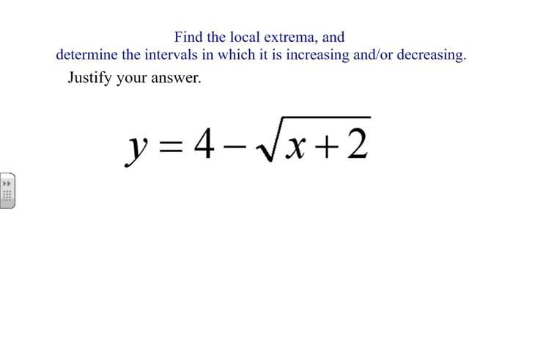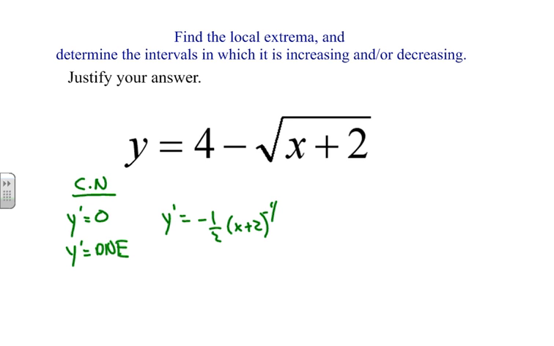All right, so to try this, we're going to first find our critical numbers. First step, same thing: y prime, find out where it's 0, and we'll also find where it does not exist. So we find y prime equals negative 1/2 times (x plus 2) to the negative 1/2 power, times the inside, representing the chain rule, which is 1, so I'll just put 1 there. We'll simplify this, and we have negative 1 over 2 times the square root of x plus 2. Okay, so that is our derivative.